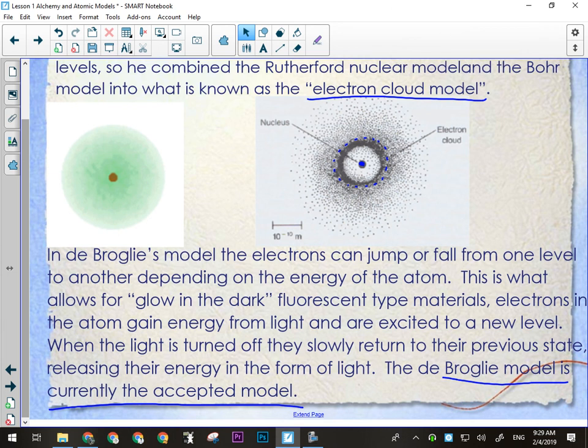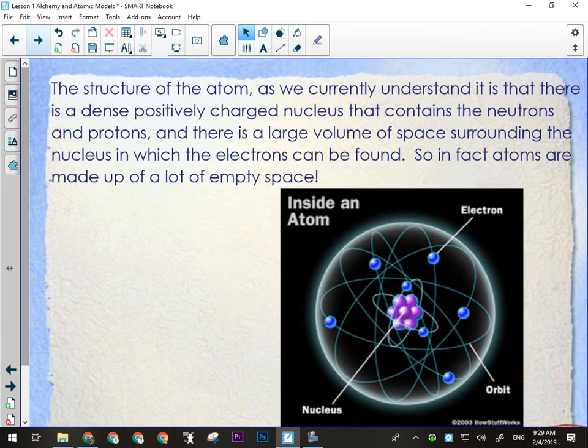So we've got de Broglie's electron cloud model, which essentially means we've got the dense nucleus here in the middle, and then we've got areas where electrons are likely to be found based on their energies. So there can be some that are close, which would be low energy orbitals, probably occupied most of the time, and then we would have higher energy ones that are further away that are going to be less often occupied, unless there's some sort of weird energy thing going on with the electrons.